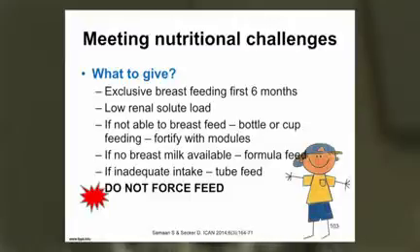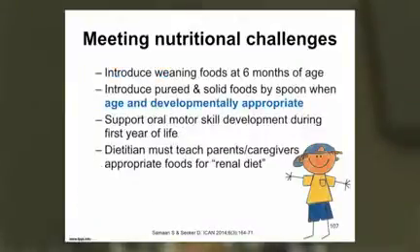Breastfeeding, because it has a low amino acid load, and then you can start with weaning foods at the age of 6 months. Very important not to force feed, because then you will cause very bad eating habits in your children.